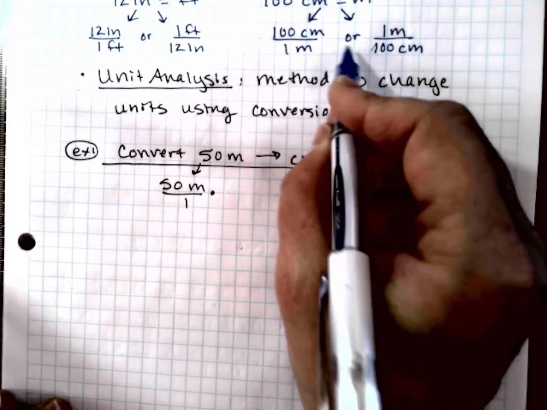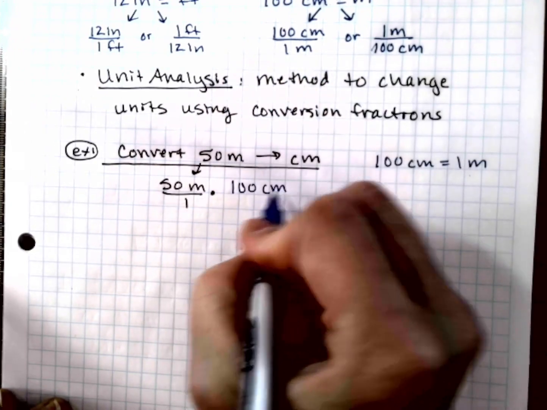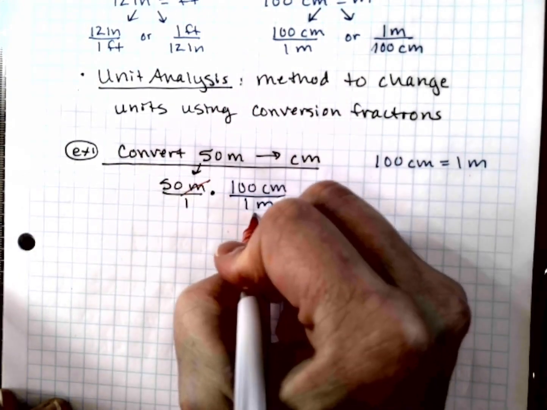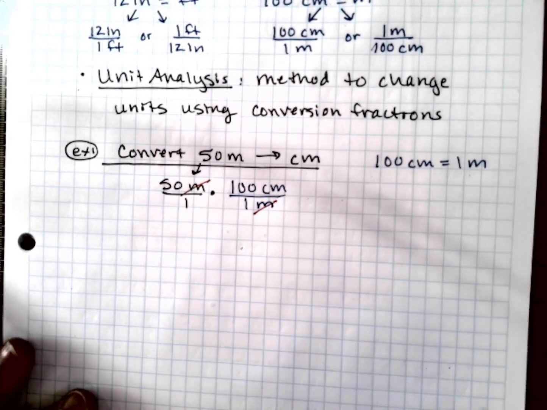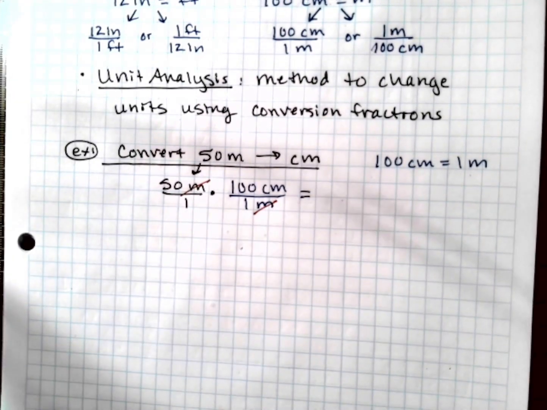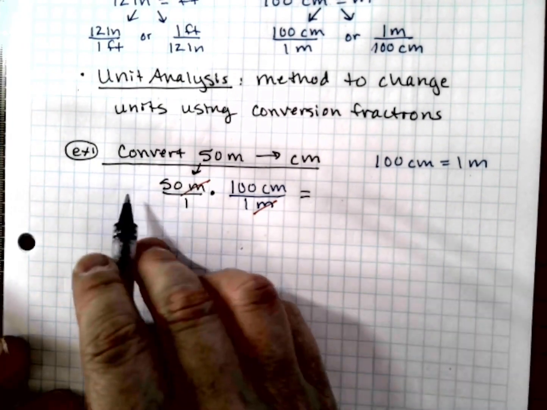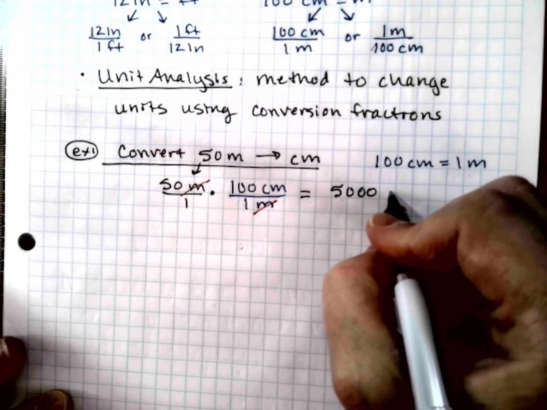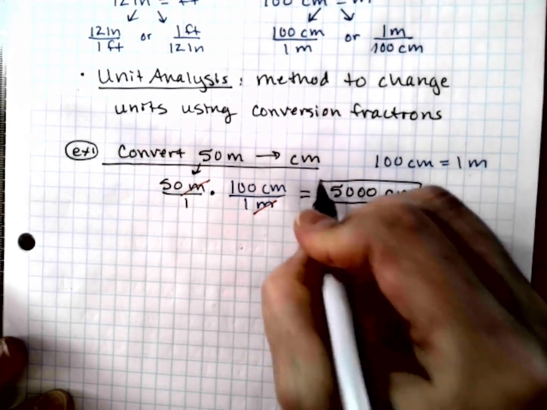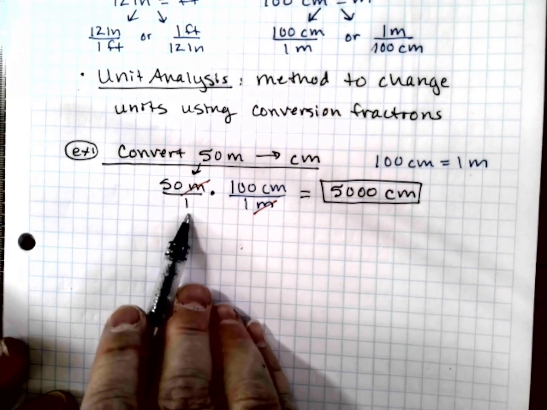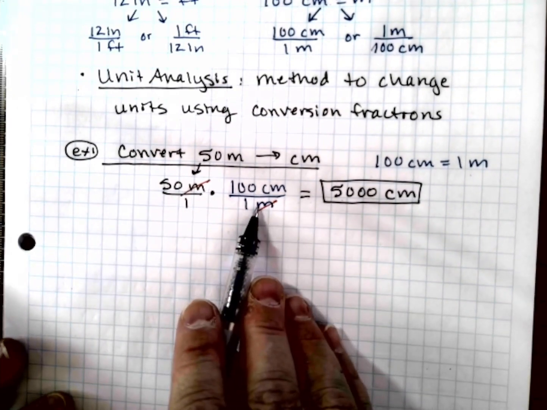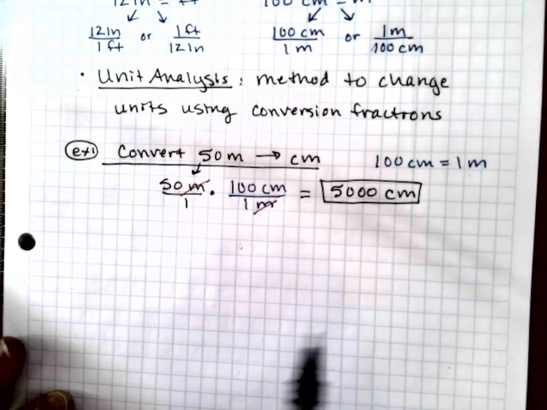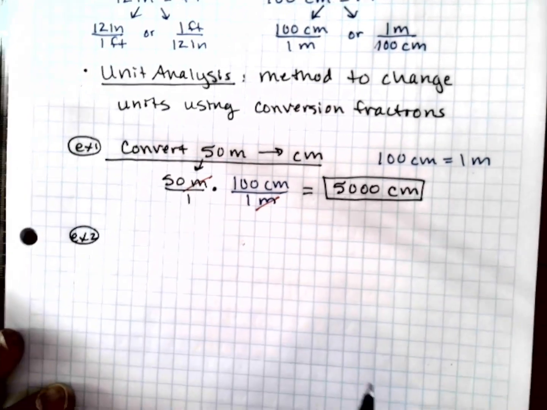So my choice between these two is going to be to multiply by 100 centimeters over 1 meter. And my reason for that choice is meters on top, meters on bottom cancel each other out. So that's how you decide which of your two conversion fractions you're going to use. And then you just multiply straight across. 50 times 100 is 5,000 centimeters, and you are in the new units. State what you have over 1, decide which way the conversion fraction goes, cancel the units you don't want, and finish multiplying. All right, let's do another one.